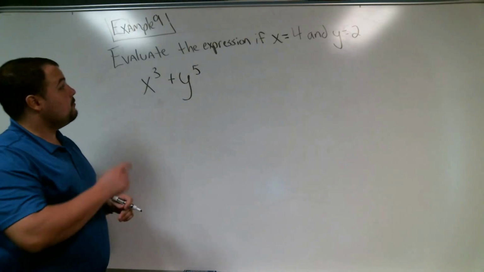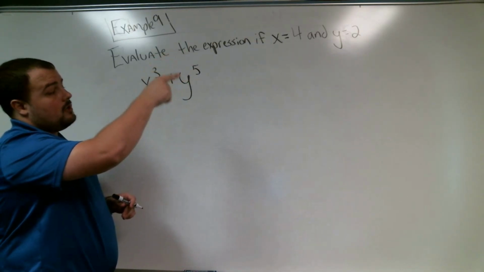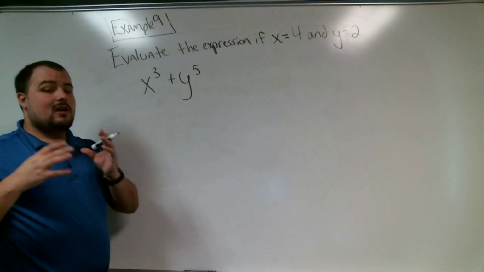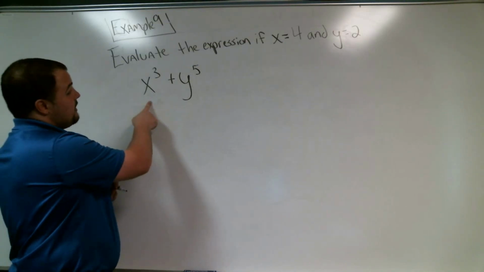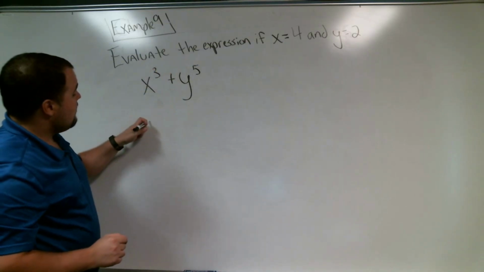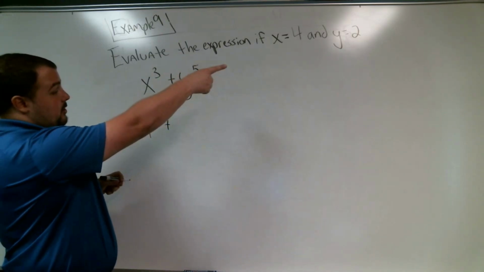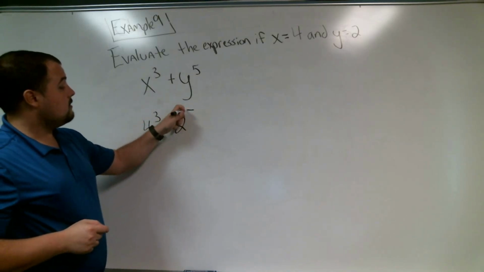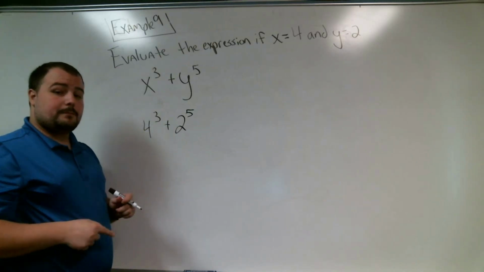In this problem, we have evaluate the expression if x equals 4 and y equals 2. So they're telling us what x is equal to and y is equal to in this problem. So I see the letter x, I'm going to go ahead and replace it. That's 4 to the third power plus, well I see the letter y is 2, I'm going to replace it here, 2 to the fifth power. So I have 4 to the third power plus 2 to the fifth power.